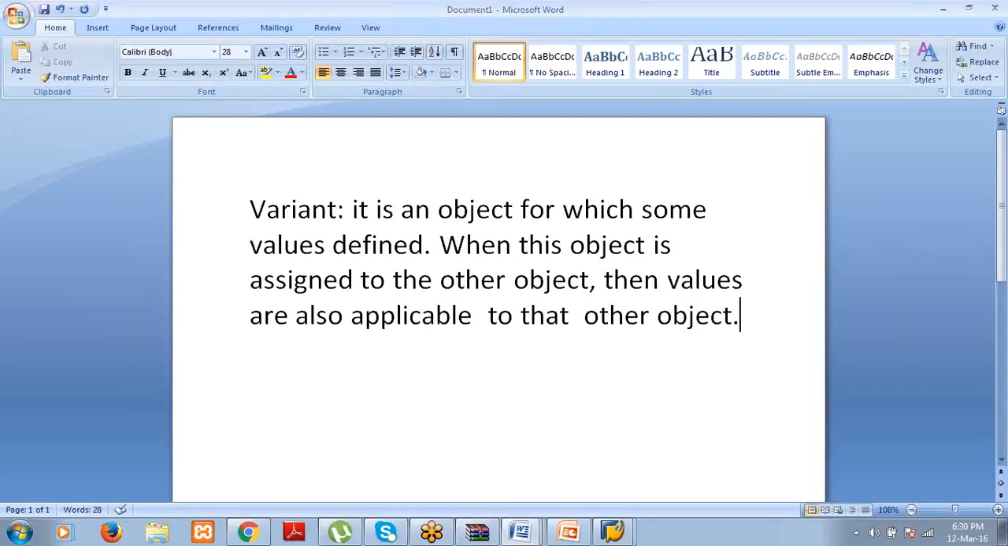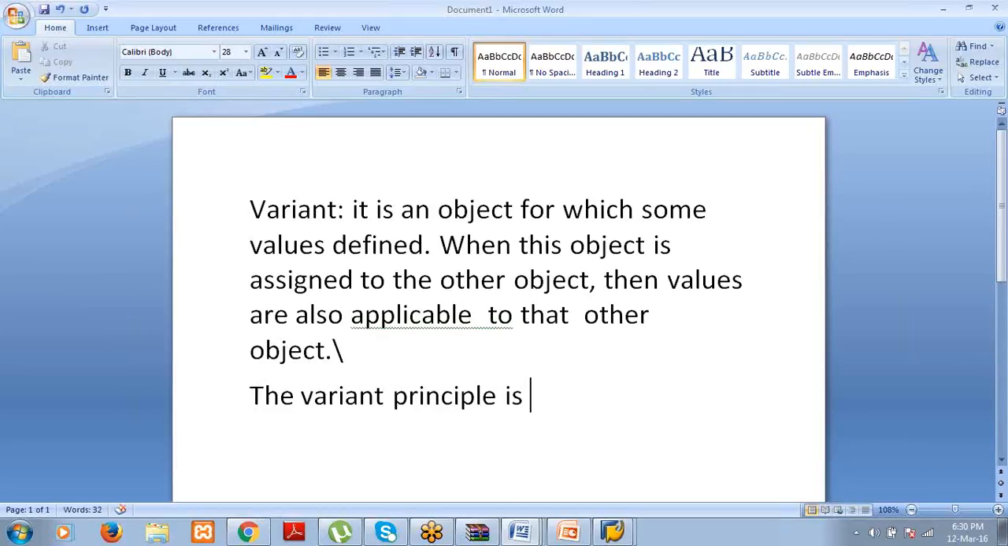The variant principle is widely used in SAP. So what is this variant principle? You can clearly understand at the end of the topic, right?